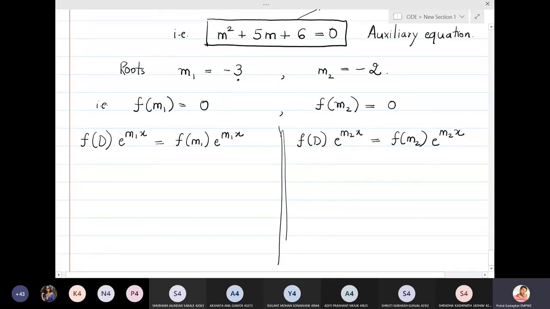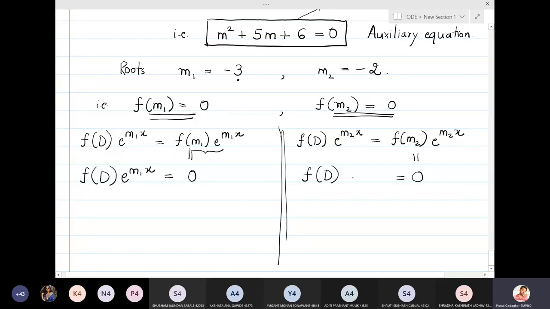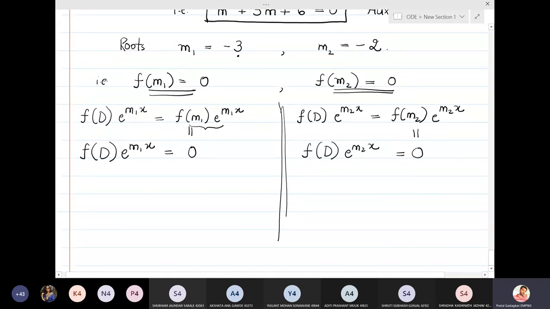But I know that f of m1 is 0. So this entire term has become 0. f of m2 is also equal to 0. f of m1 and f of m2 are 0. So this is 0. So what is remaining on the left hand side? f(D) e raised to m1x is equal to 0, and f(D) e raised to m2x is also equal to 0.